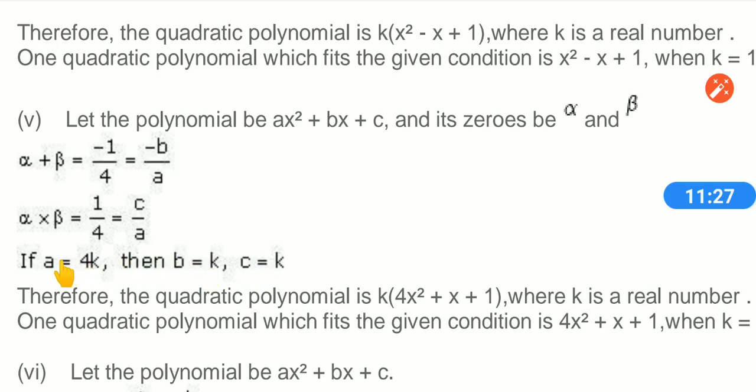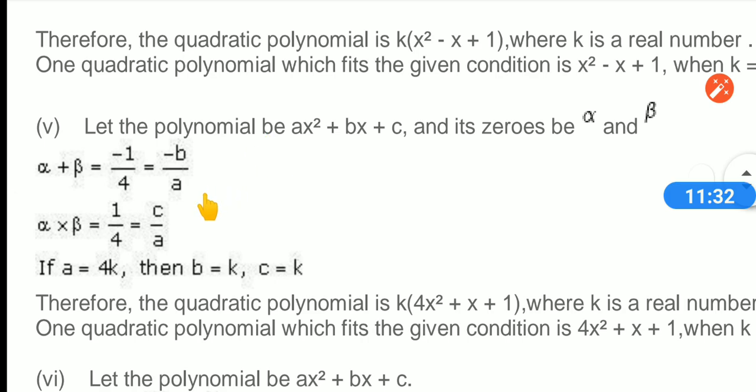You have to substitute the values of a, b, c here. In the place of a you can write 4k, isn't it? It becomes 4k x square. In the place of b you can write k, it becomes kx, plus in the place of c you can write k. If you take the k common, you are left with 4x square plus x plus 1. Okay children, you have to substitute the a, b, c values here. After that, take k common out, it becomes k into 4x square plus x plus 1.